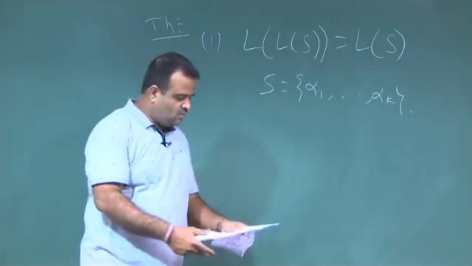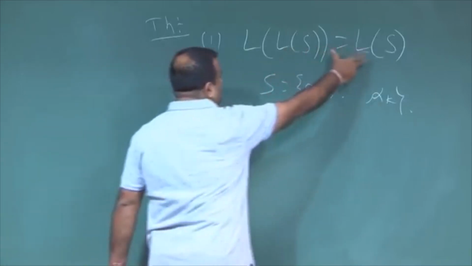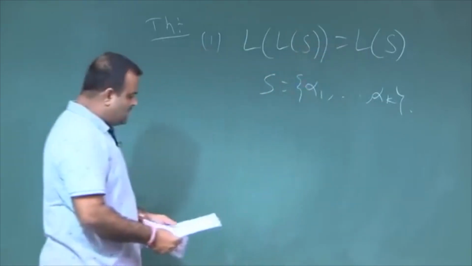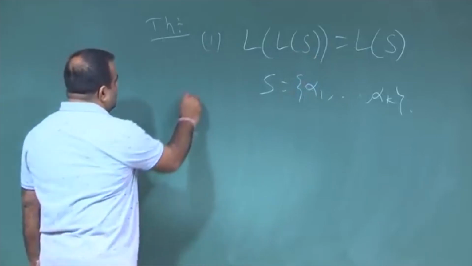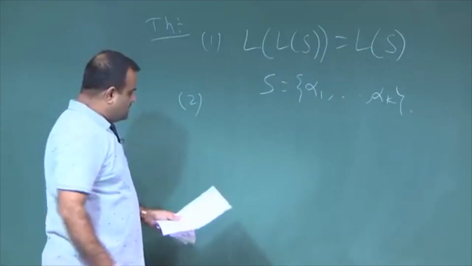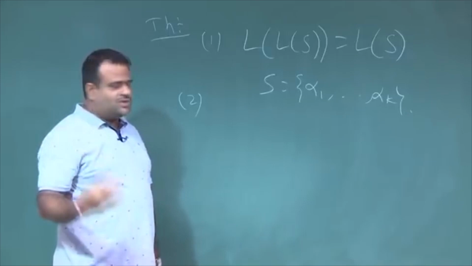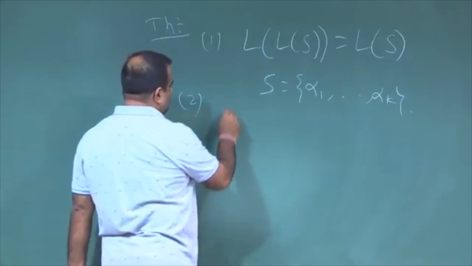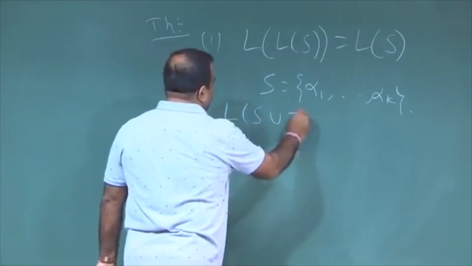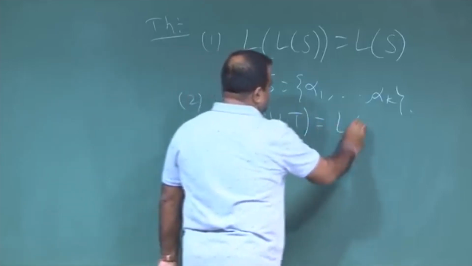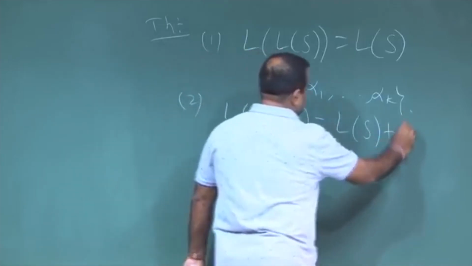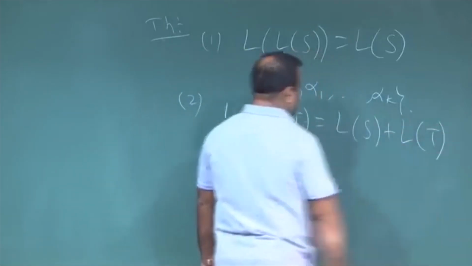Again, we can formally prove that by taking this as a subset of this as a subset of this, but that will not be very difficult to show. Okay, the second theorem is, if we have two subsets S and T, then the linear span of S union T is basically the linear span of S plus the linear span of T.